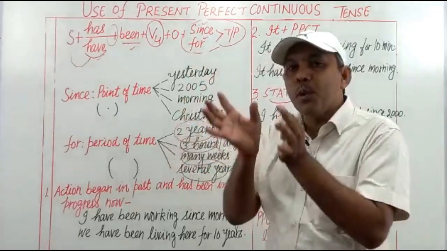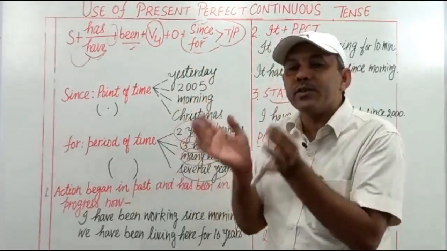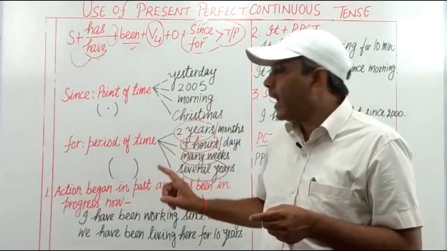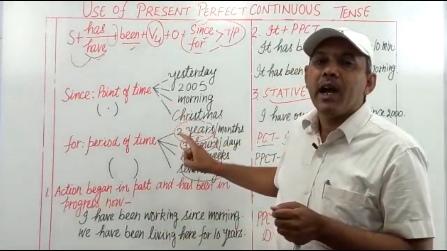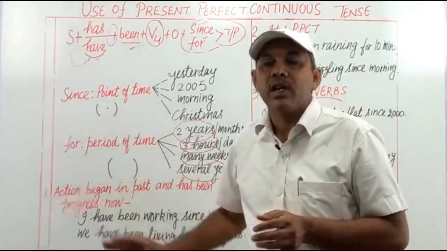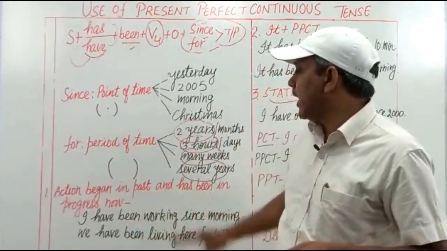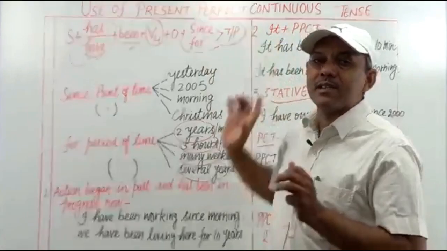Write a few more point of time examples and examples of period of time in your notebook and understand the concept of point of time and period of time and use of since and for respectively. Now, where do we use present perfect continuous tense?